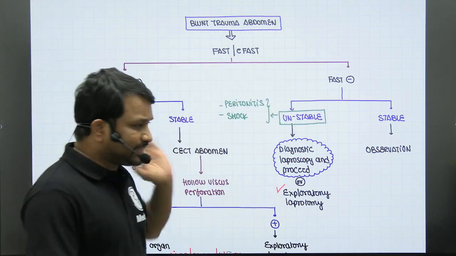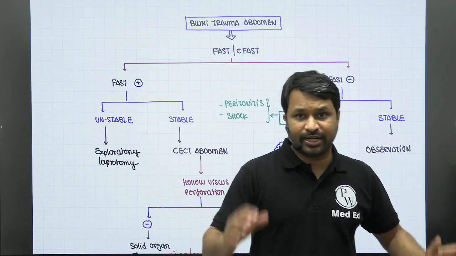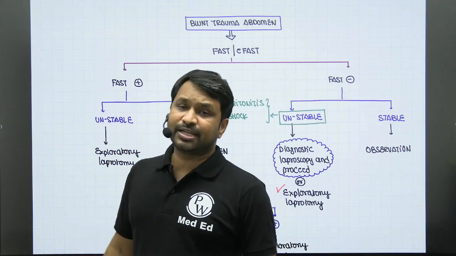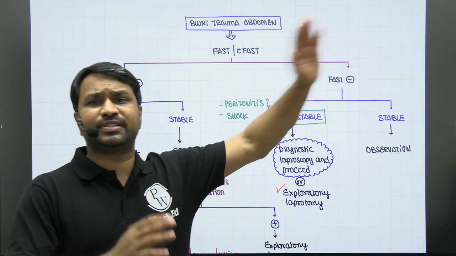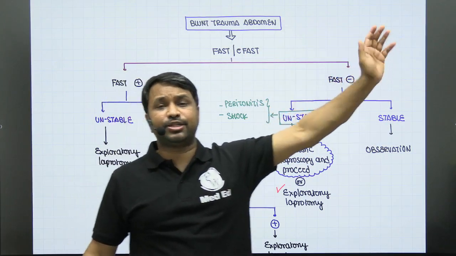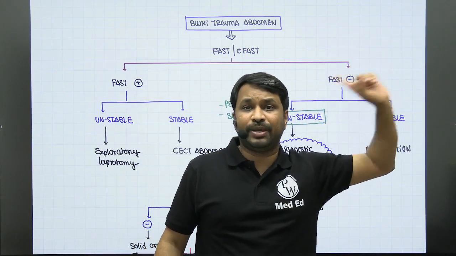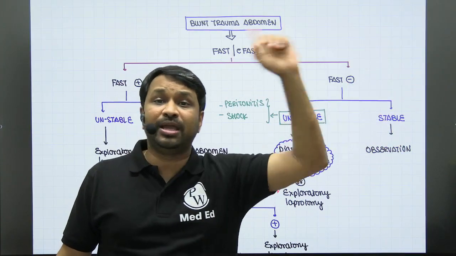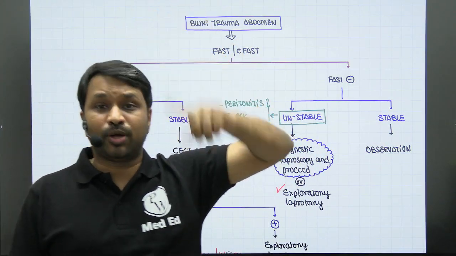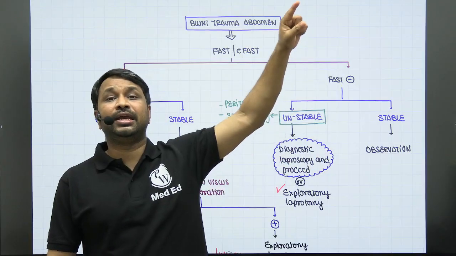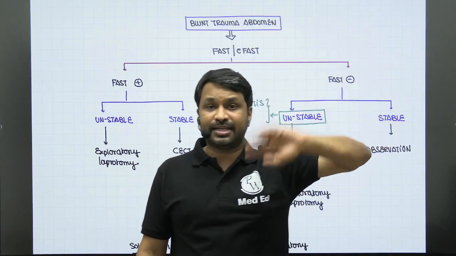Forget about that. Let's say a patient comes to you with blunt trauma abdomen, you did an ultrasound or a FAST assessment, and FAST is positive. FAST positive, stable or unstable? Every unstable patient will be shown the door towards the OT. The patient will go for exploratory laparotomy. If the patient is FAST positive, hemodynamically unstable, OT, that is exploratory laparotomy.